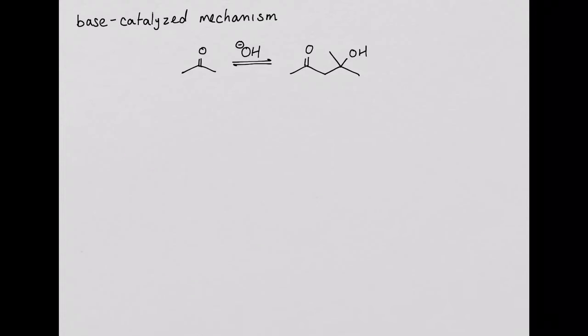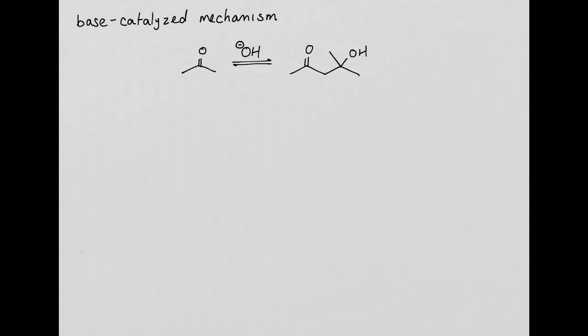The base-catalyzed mechanism goes through the enolate ion instead of the enol, but otherwise looks fairly similar to the acid-catalyzed mechanism. Remember that the main difference between these two mechanisms is that in the acid-catalyzed mechanism, our intermediates should be either neutral or positively charged. In the base-catalyzed mechanism, the intermediates should be neutral or negatively charged.